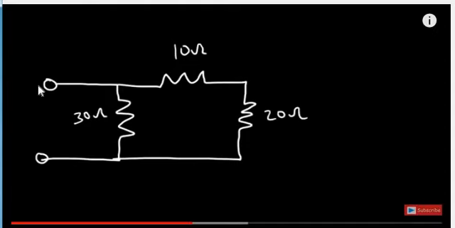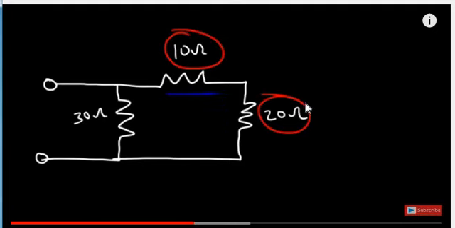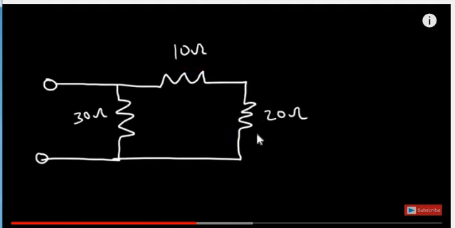It is asked to find out the resistance between these two terminals. See that resistance 10 ohm and 20 ohm. How they are connected? They are connected in series, one after another. The current through 10 ohm and 20 ohm is the same. Therefore, add them. After adding this, what is your answer? 10 plus 20, it is 30.